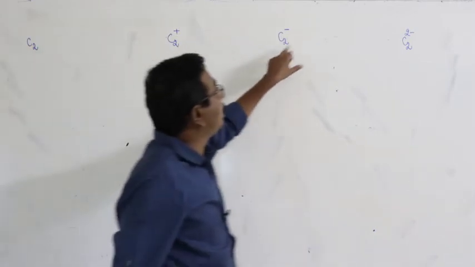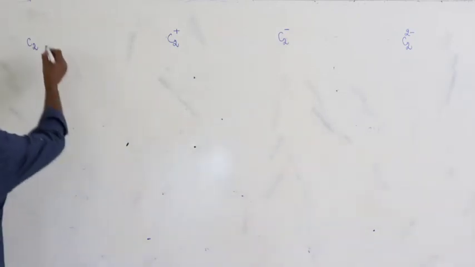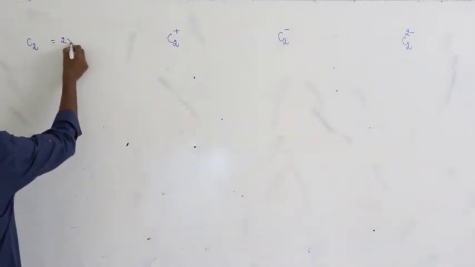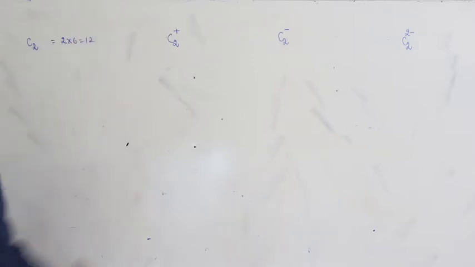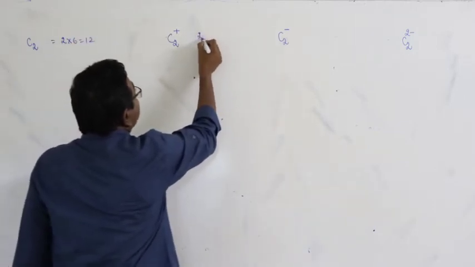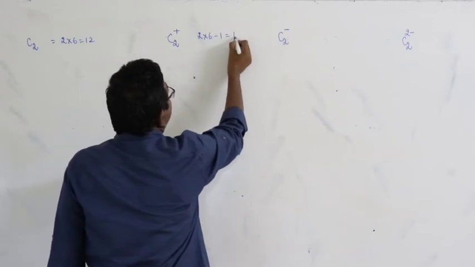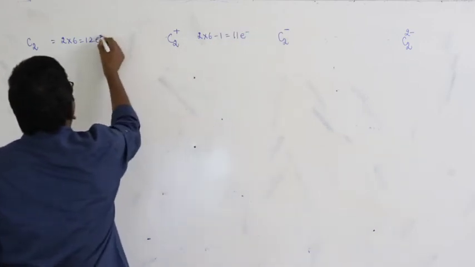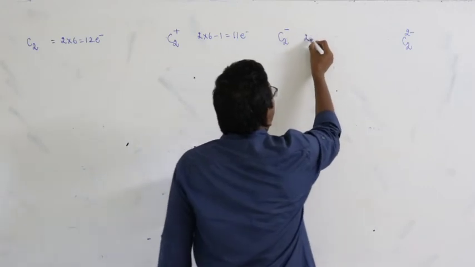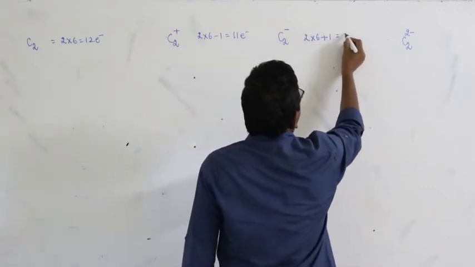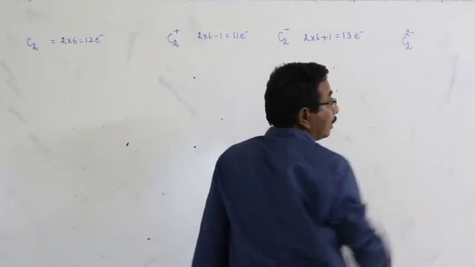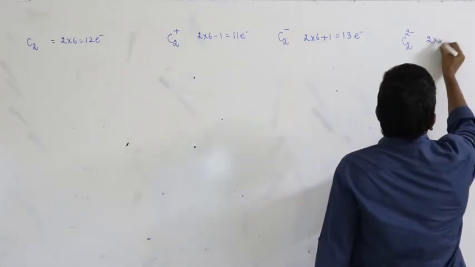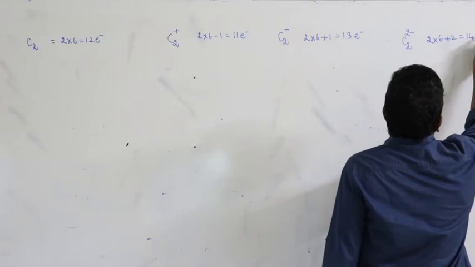Find out the order of bond energy and bond length for the different species of carbon, C2, C2 plus, C2 minus, C2 2 minus. First find out the type of electron system. 2 into 6 is equal to 12. 2 into 6 minus 1 is equal to 11. And 2 into 6 plus 1 is equal to 13. 2 into 6 plus 2 is equal to 14.